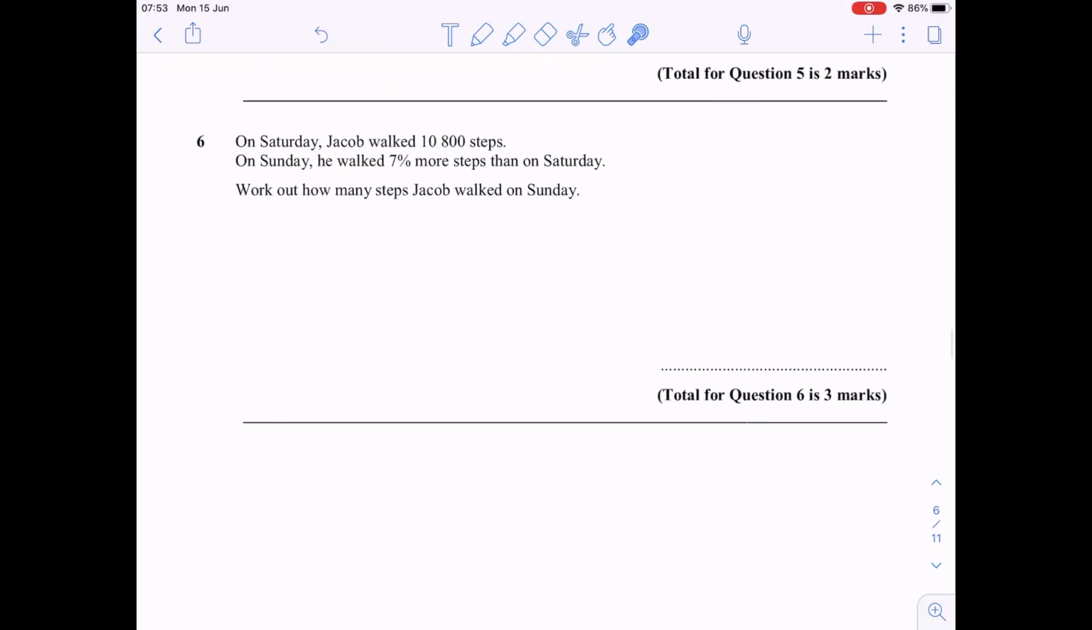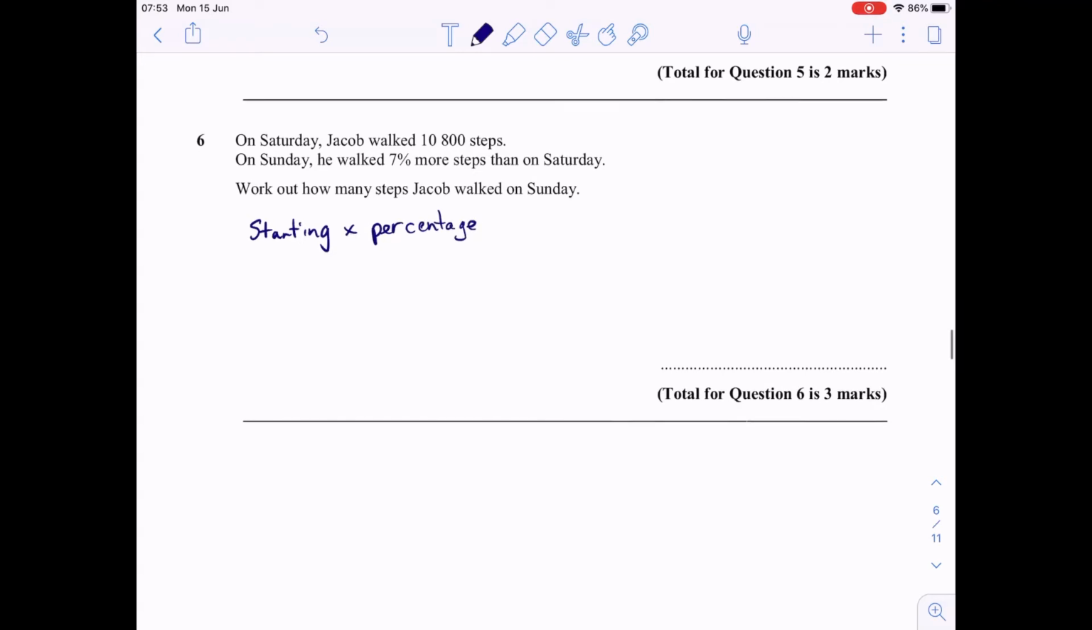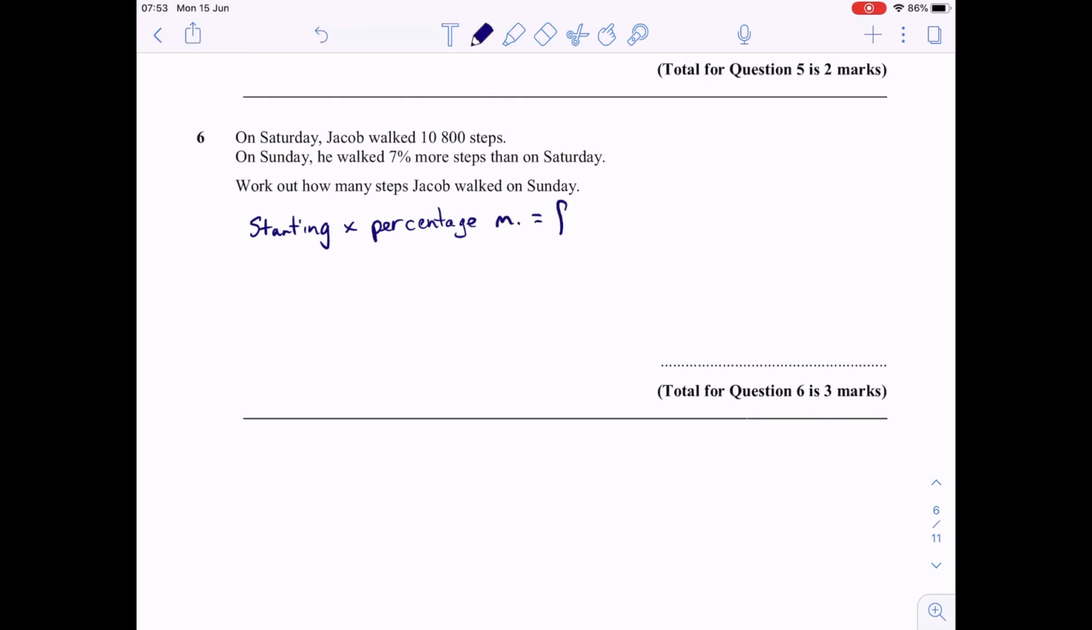Okay. On Saturday, Jacob walked 10,800 steps. On Sunday, he walked 7% more steps than on Saturday. Work out how many steps Jacob walked on Sunday. So I like to use the formula our starting value times our percentage multiplier equals our final value. Okay, so what is our starting value here?